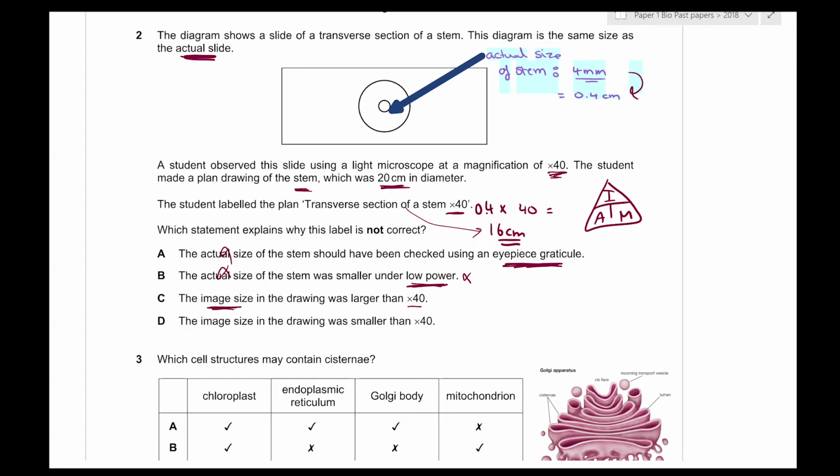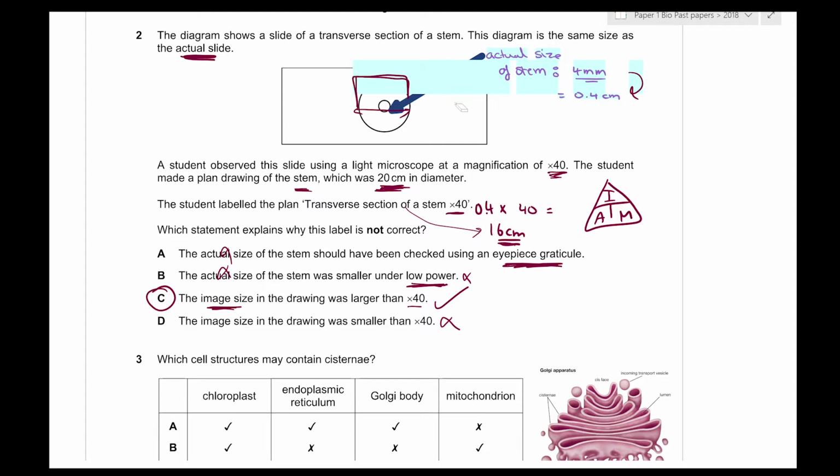Now here, because the student labeled it as 20 centimeters and the image size that we calculated was 16, this definitely means that the image size was drawn at a larger magnification than 40, because here we have a larger diameter. Therefore, this is correct. The image size in the drawing was smaller than 40. Now, this is incorrect. A very common misconception is that the students measured this area here thinking that this was the stem.